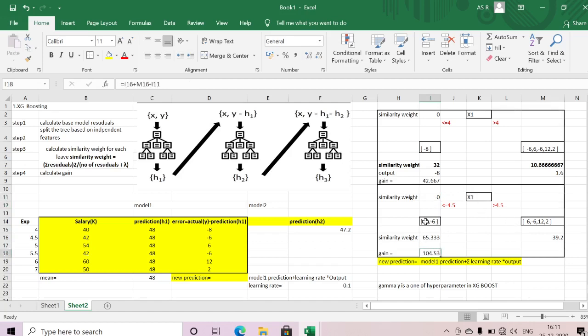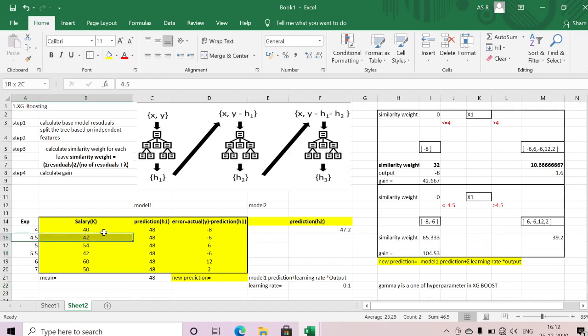So I can add the two leaf similarity weights minus the root weight: 65.33 plus 39.2 minus 0. I got 104. For example, if I use the first threshold, I get a gain of 42. If I use the second record as my threshold, I get a gain of 104. Here the gain is more.